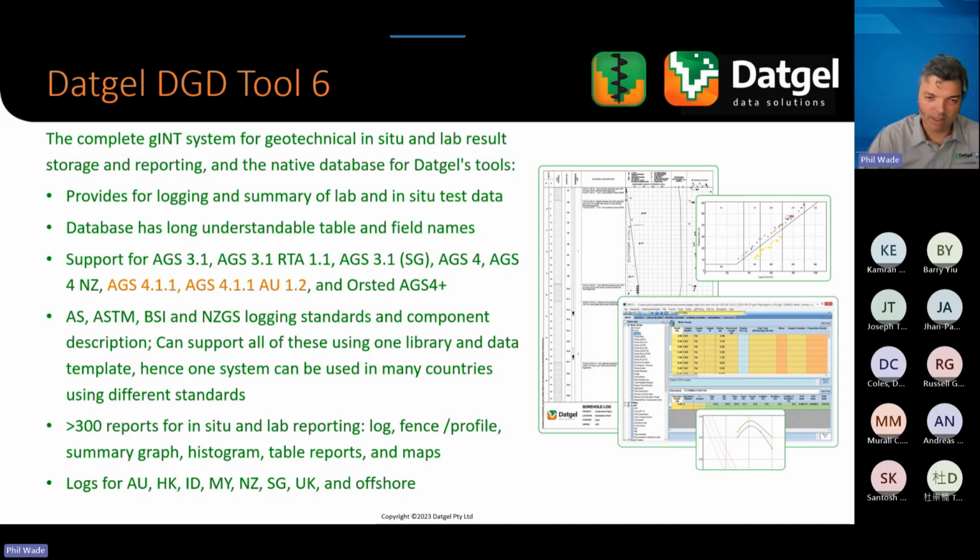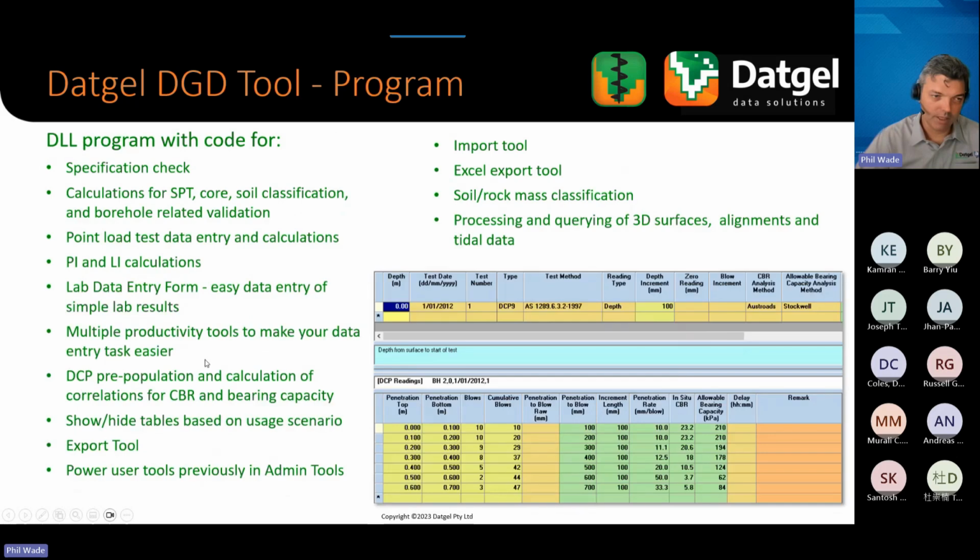You just pick the option you need when you create the project. And as an example, logs are designed for many countries as well. So there's a program behind it that calculates things and pre-populates things, like the DCP table gets pre-populated. There are tools to import and export data, and it can control the interface that you can see as well.